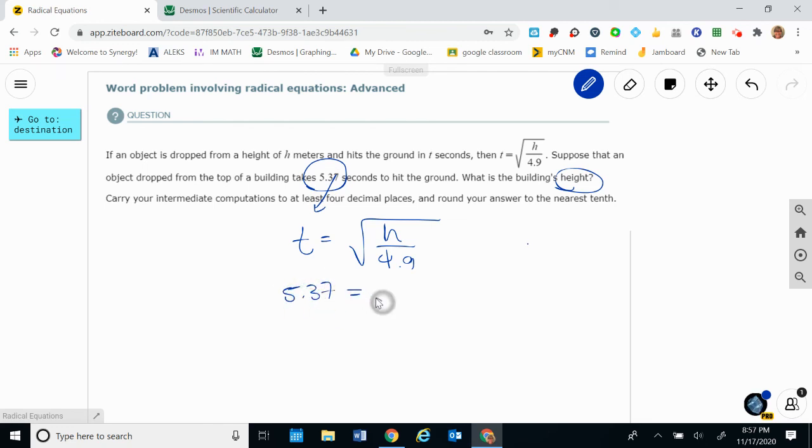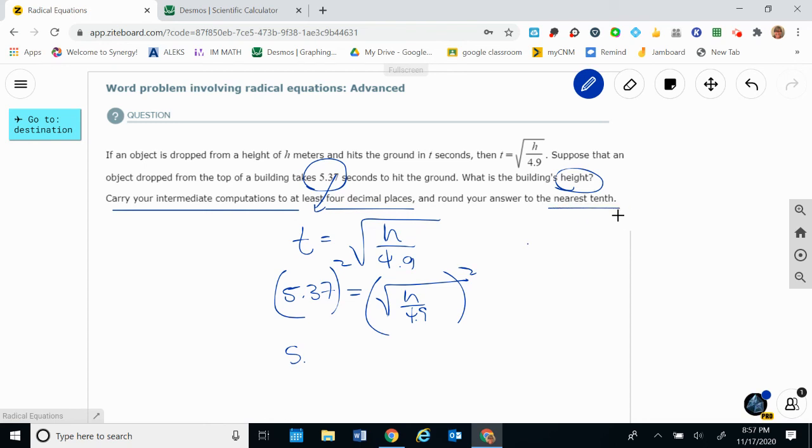5.37 seconds is equal to the square root of h over 4.9. To get rid of this, we square both sides. Do not actually figure that out. It says carry your intermediate computations to at least 4 decimal places, and round to the nearest 10th. Well, here's the thing. You don't actually have to carry to 4 decimal places if you don't actually make them. In other words, don't plug this into your calculator yet.